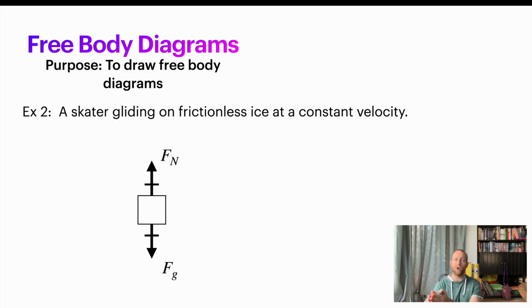A skater in motion without friction or a force applied will keep going at a constant velocity. We cannot tell motion based on the free body diagram. We can only tell if there's acceleration or a change in velocity. That's the only thing you can tell.